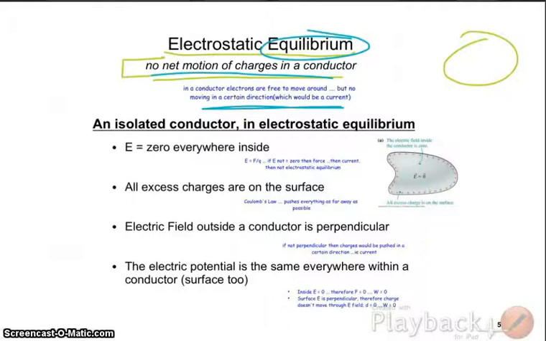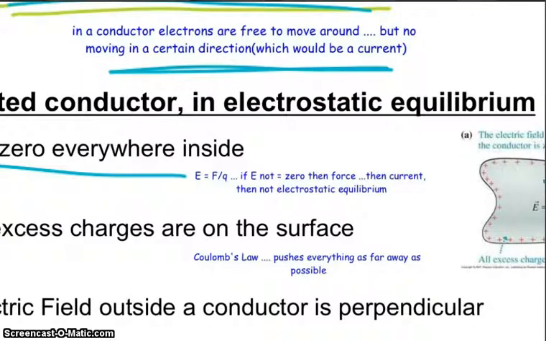An isolated conductor in electrostatic equilibrium: E equals 0 everywhere inside. Okay, these are things to remember about electrostatic equilibrium. So, E is 0 inside. This makes sense because I told you that there is no single direction that everything's moving in. Nothing is pushing it. If there's no net movement, then there's no net force. Newton's first law.